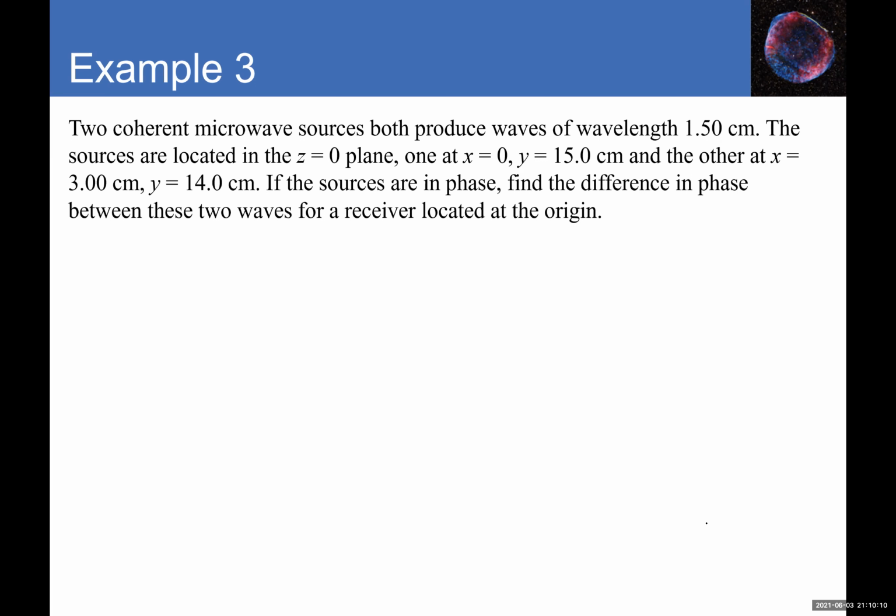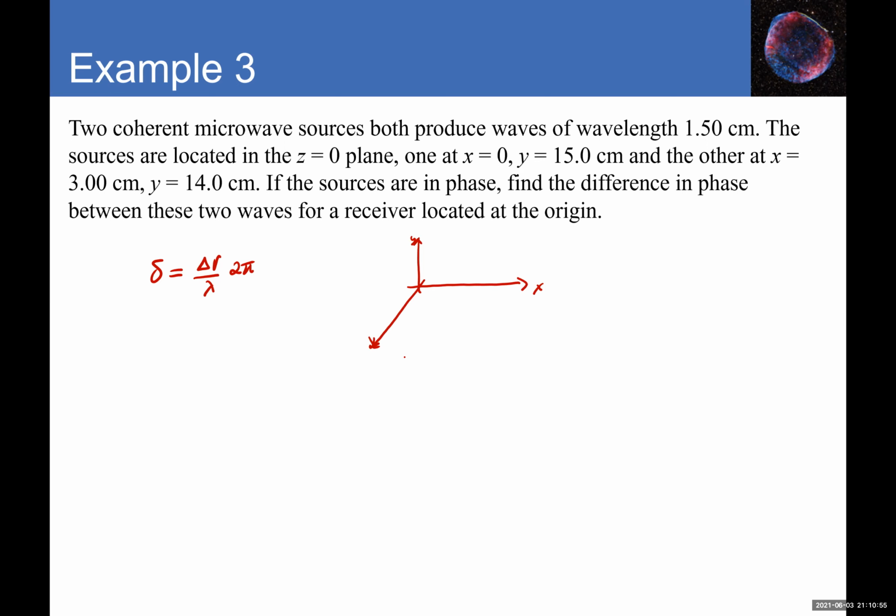Since we are told that they are in phase, the phase difference delta equals delta R over lambda times 2 pi. So this is the difference in phase, and it depends on the path difference according to this equation. The path difference is the difference in the distance that one wave has to travel compared to the other.